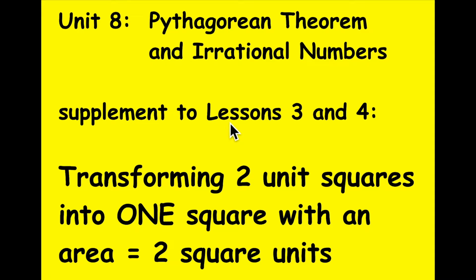This is a supplement to lessons 3 and 4 from Unit 8, the Pythagorean Theorem and Irrational Numbers. In this supplement, what I'm showing is forming a single square that has an area of 2 square units, and then looking at where the side length of that square falls along a horizontal axis. That side length is the square root of 2. So where is that placed on a horizontal axis, or you can imagine that being the x-axis.